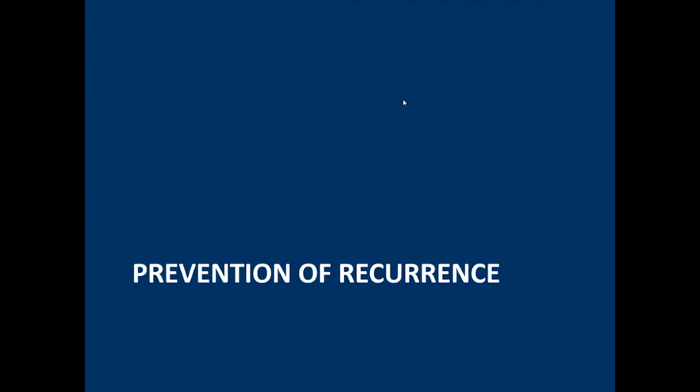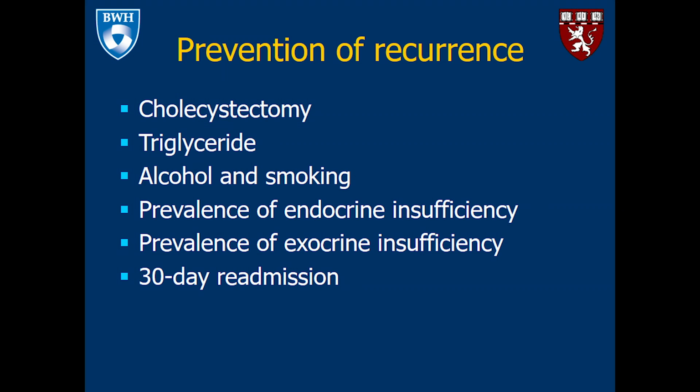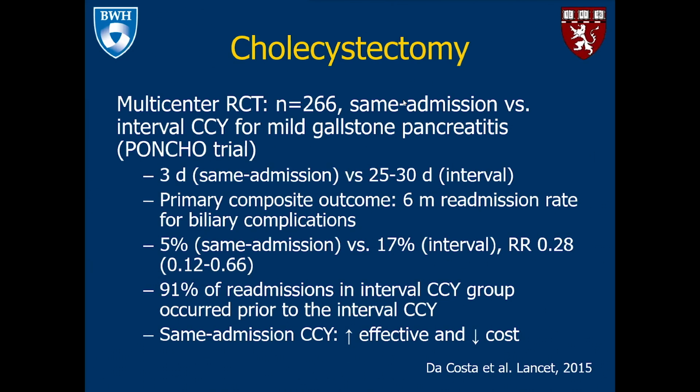So now if we talk a bit about prevention of recurrence. So multiple steps. Cholecystectomy is something to consider, triglyceride level, alcohol and smoking, prevalence of endocrine insufficiency, prevalence of exocrine insufficiency, and then 30-day readmission. So cholecystectomy, there was this multi-center randomized controlled trial that looked at 266 patients, same admission versus interval cholecystectomy for mild gallstone pancreatitis, or the PONCHO trial.